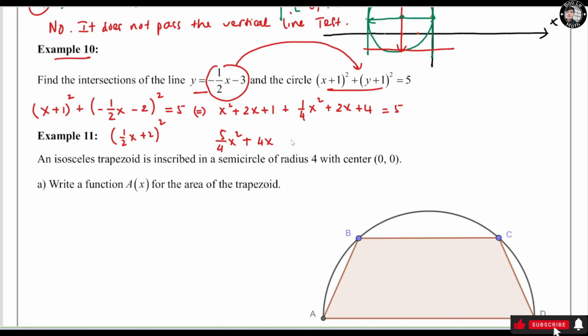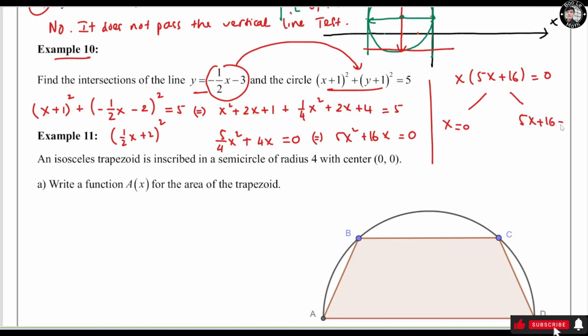Subtract 5 from both sides, it could be 0. Multiply both sides by 4, it's going to be 5s squared plus 16s equals 0. Factor s out. So we have s times (5s plus 16) equals 0. This is the zero product property. So s equals 0 and 5s plus 16 equals 0. So s equals 0 and s equals negative 16 over 5.